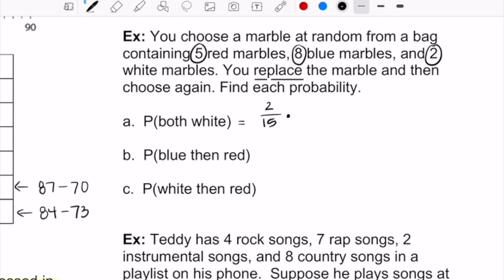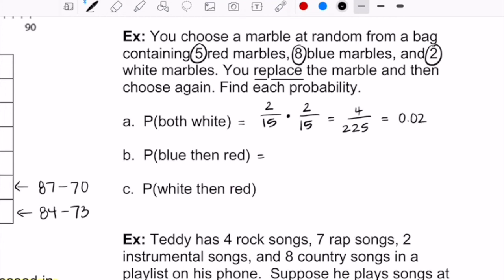So in the second event, you still have 2 white marbles and 15 total marbles in the bag. The probability of these 2 events occurring together is the product of their separate probabilities. So 4 out of 225, and if you wanted that written as a decimal, the probability of this event occurring is 0.02 or 2%.